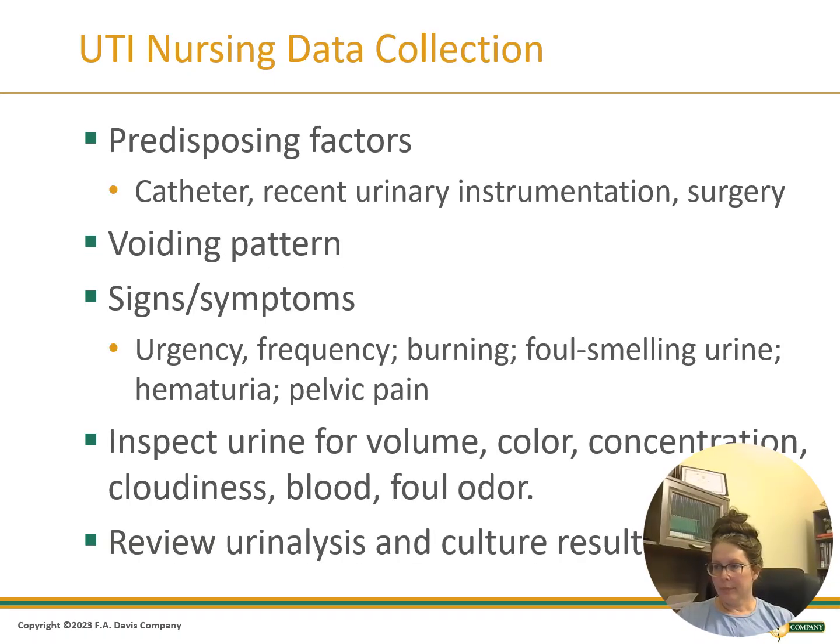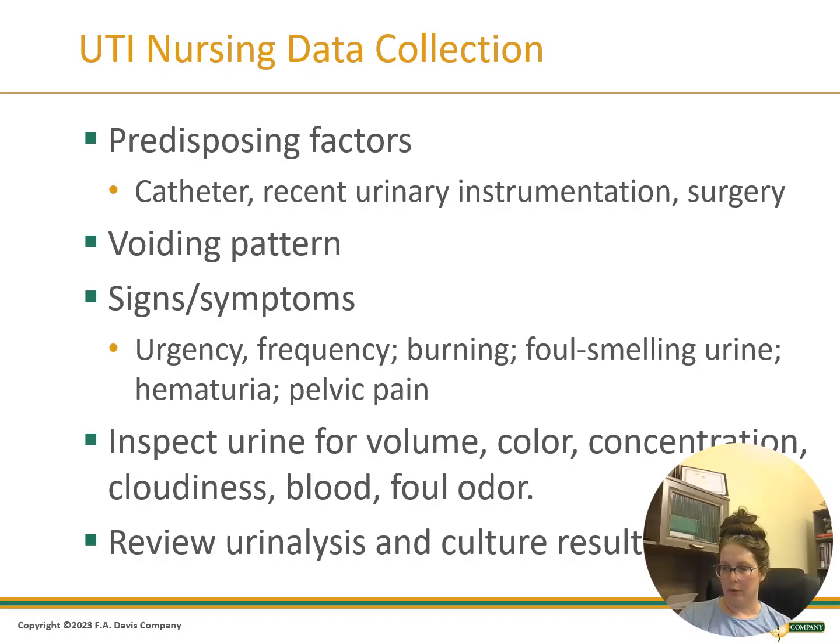So for our predisposing factors, once again, it's going to be that catheter, any recent urinary instrumentation and surgery. We want to take a look at their voiding patterns, then go through their signs and symptoms. Are you having urgency, frequency, burning, any foul-smelling urine, hematuria, pelvic pain? We want to inspect their urine, look at it for volume, color, concentration. Is it cloudy? Is there any blood present? Does it have a foul odor?